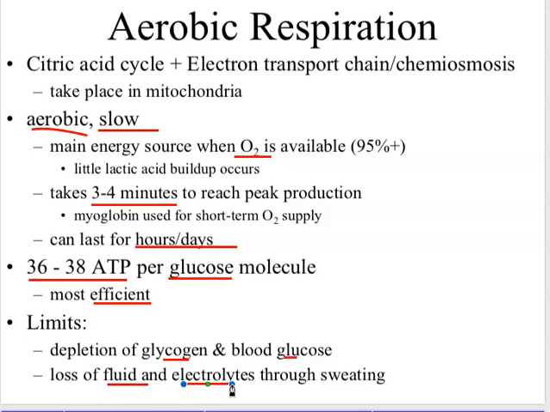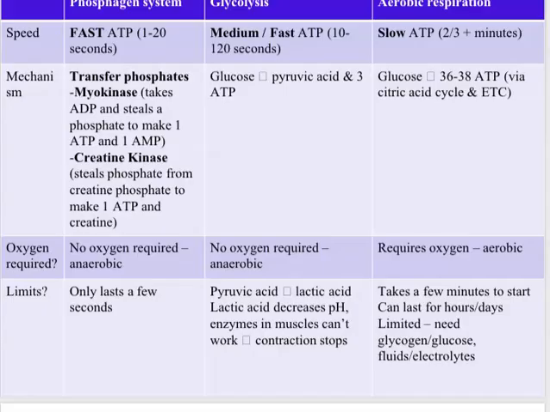So to take care of these problems, marathon runners will be drinking Gatorade. They have like weird chewy things that are full of sugar. And the goal is to keep glucose up, keep fluid and electrolytes up so that they can continue for hours or days on this system.